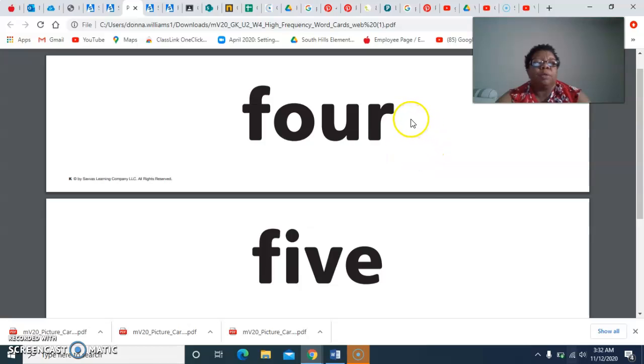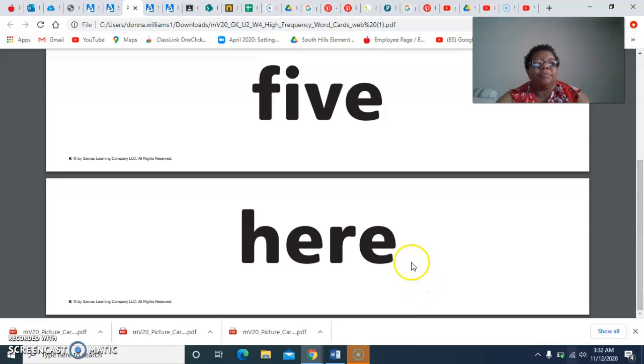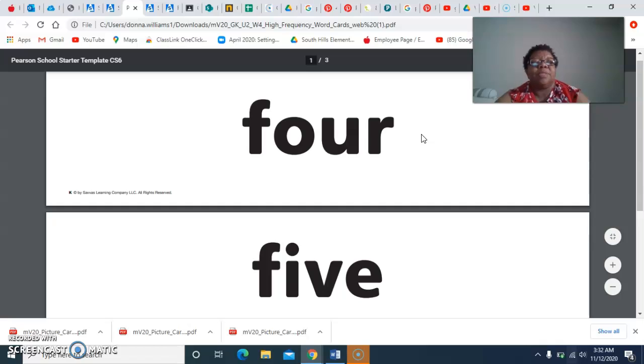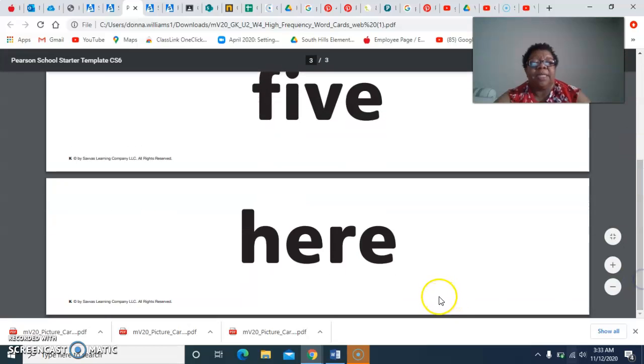We have four, five, and here. So make sure and practice and remember those words so that you can be a great reader and read faster. You have to be able to just look at that word and know that this word is four, that this word is five, and the last one is here. So make sure you're practicing.